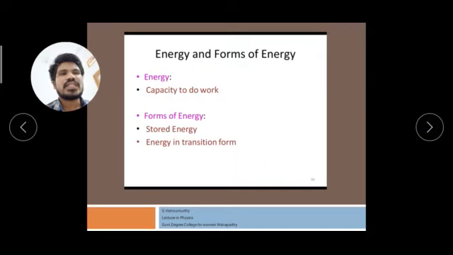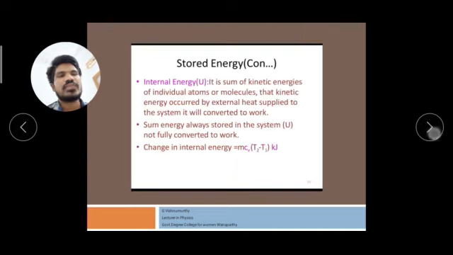Now energy and forms of energy. Energy is the capacity to do work, and there are different forms of energy: stored energy and energy in transition. Now stored energy, the internal energy, is the sum of the kinetic energy of individual atoms or molecules. That kinetic energy occurs from external heat supplied to the system. It will be converted to work, but some energy is always stored in the system and not fully converted to work. So the change in internal energy is equal to mCv(T2 minus T1) kilojoules.